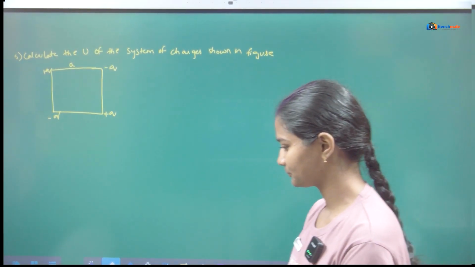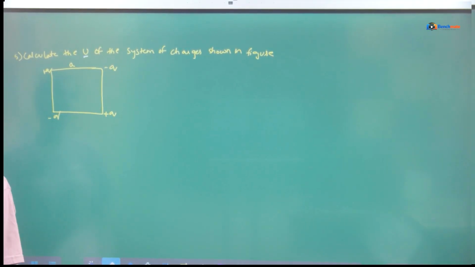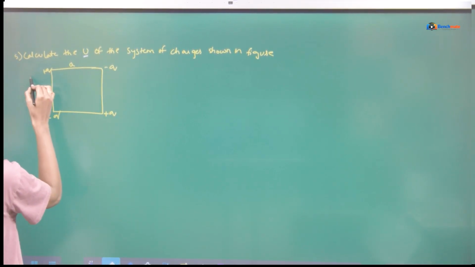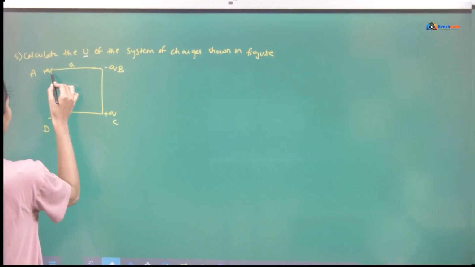Next, calculate the U. U means the potential energy of the system of charges shown in the figure. Okay, so this is the figure given. Let it be A, B, C, D.